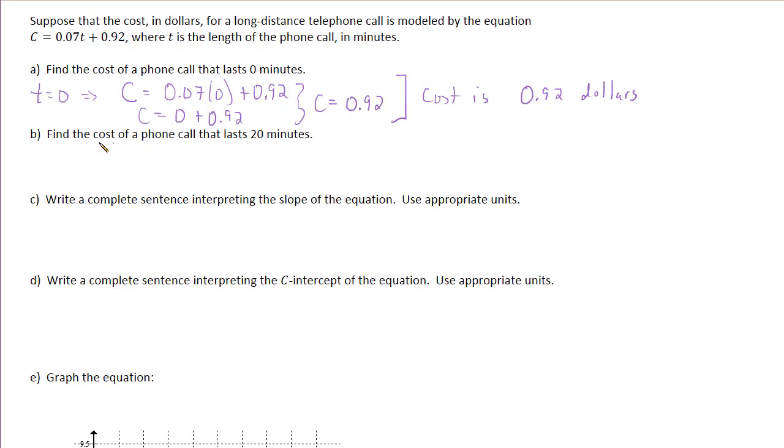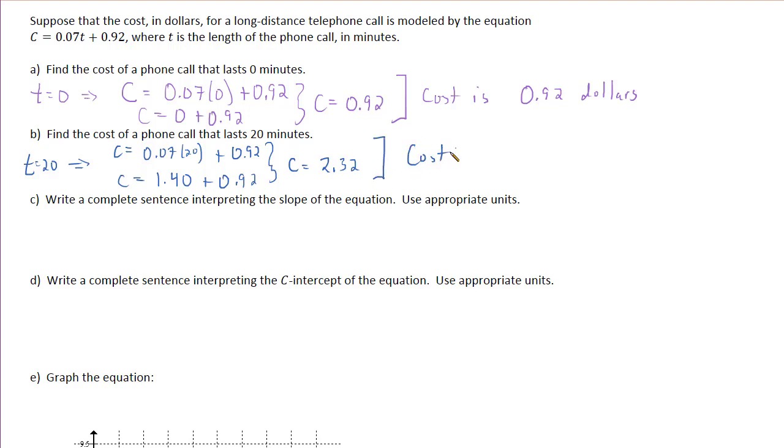Part B asks us to find the cost of a phone call that lasts 20 minutes. So letting t equal 20, then that means that the cost would be 0.07 times 20 plus 0.92. So then the cost would be 1.40 plus 0.92. And so then the cost would be 2.32. And so then the cost is $2.32.